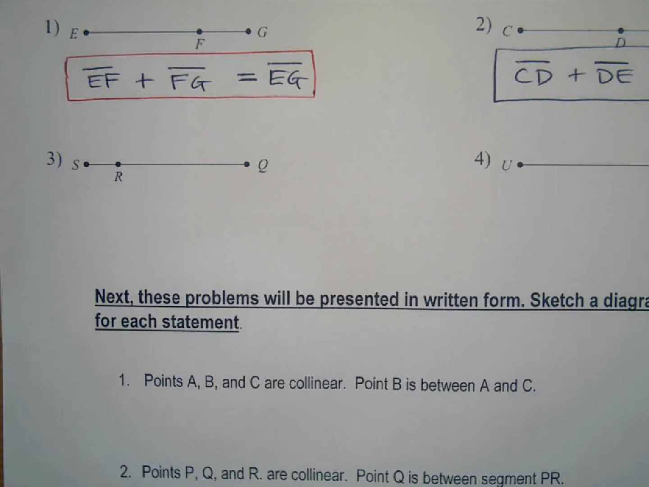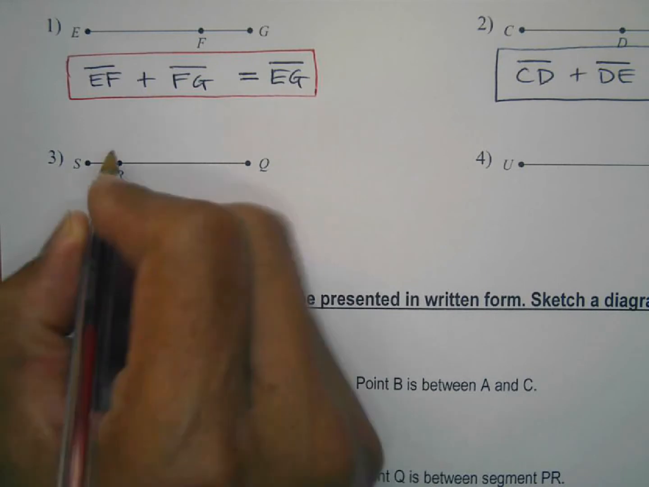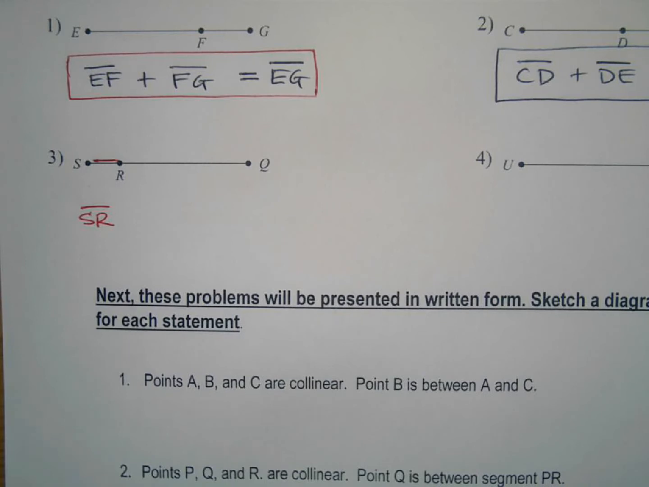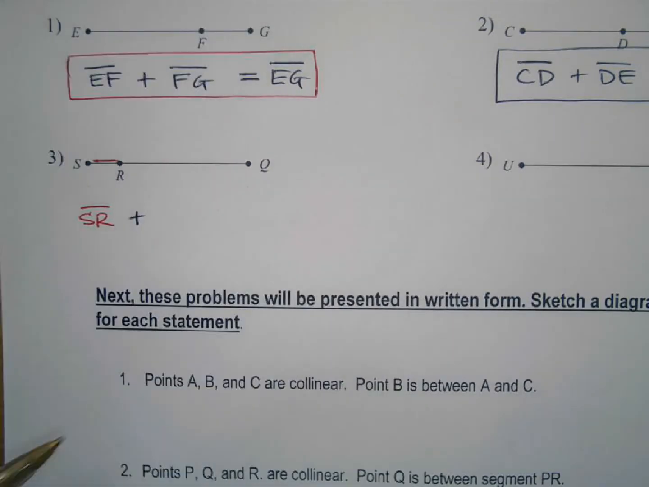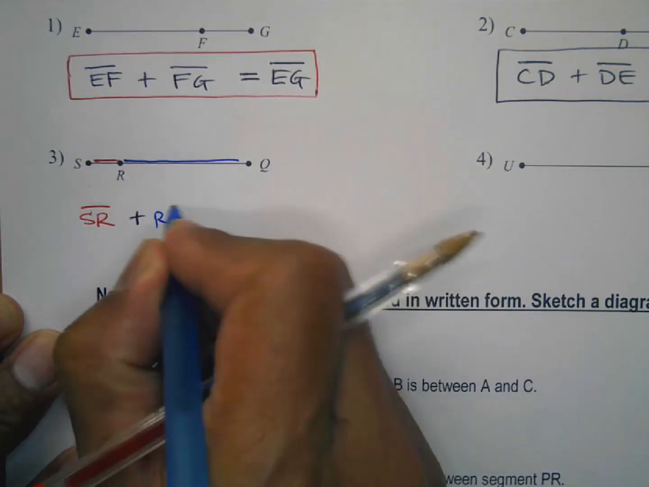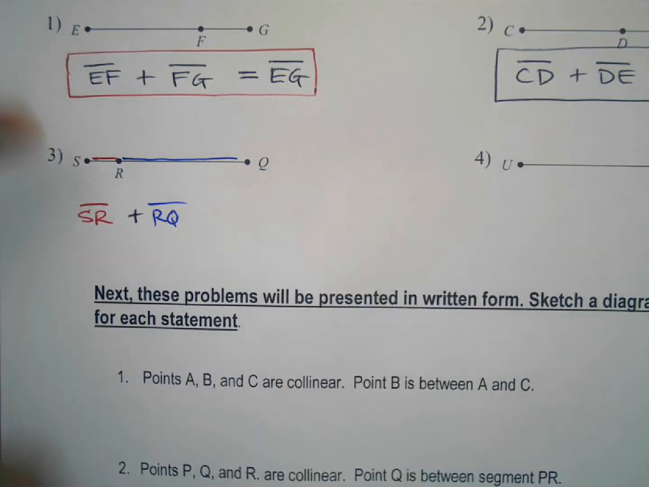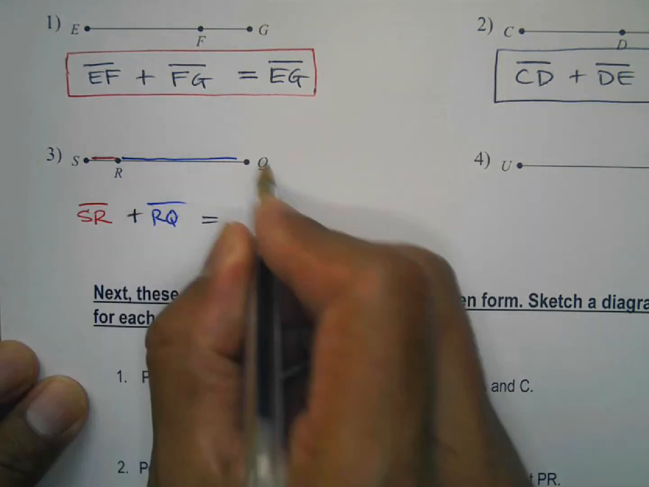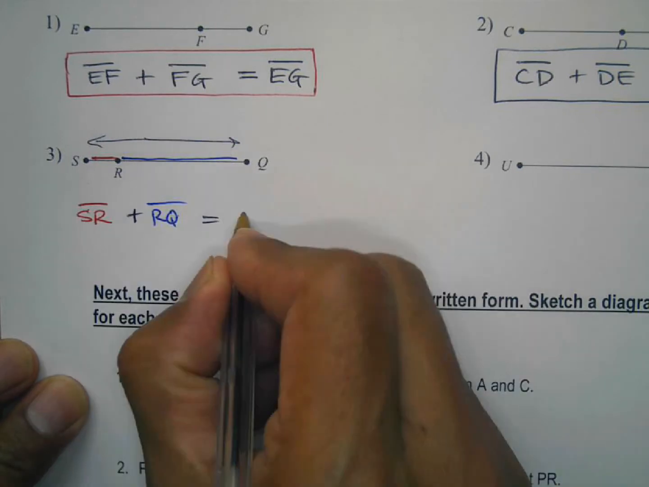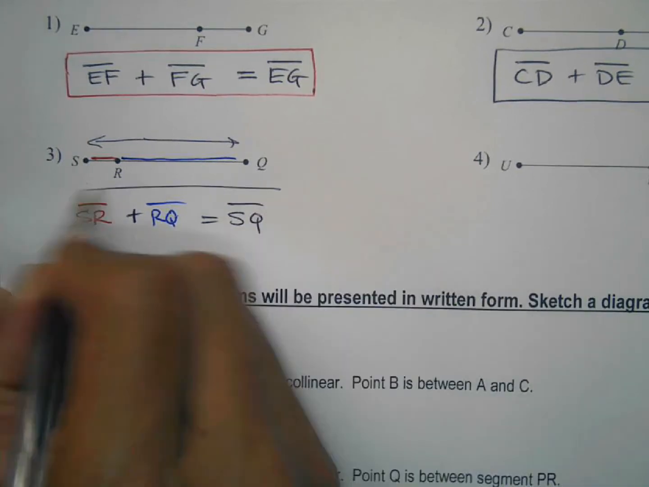Okay, so let's do number 3. That's going to be what? Well, this first part here, from here to here, SR, and then you connect or you add what to it? This rest of it here, RQ, adds up to be the whole thing, right? Which is equal to what? SQ, the whole thing. That's the equation you always need to set up. I always want to see this, okay?